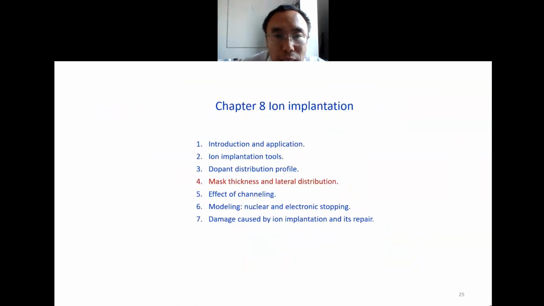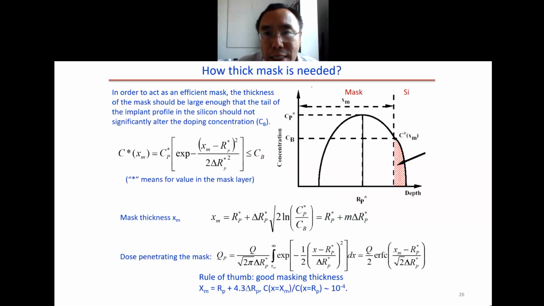So now we look at the mask thickness and the lateral. We look at the mask thickness. So here we have the mask. We assume that inside the mask, we also have this Gaussian distribution. Here we use the star. The star means the value in the mask layer. So we have delta Rp star, Rp star.